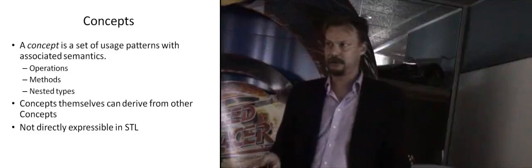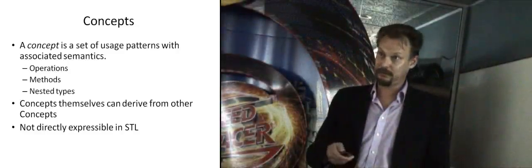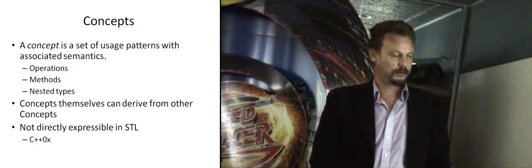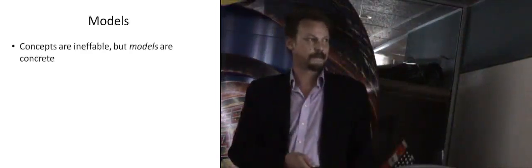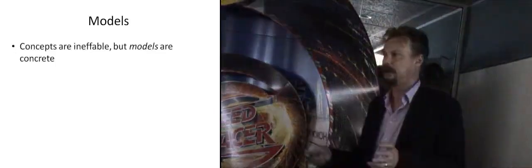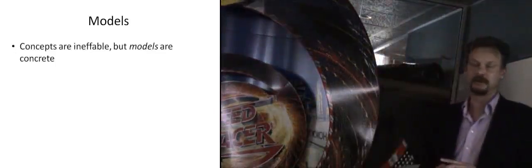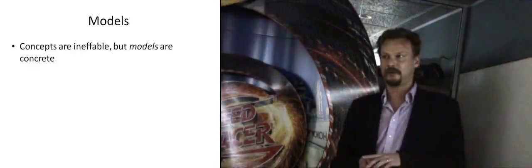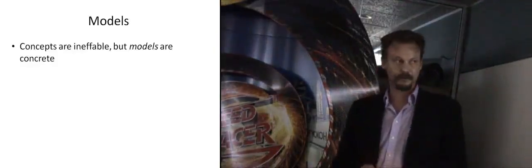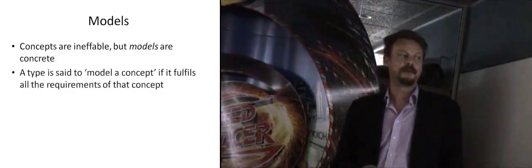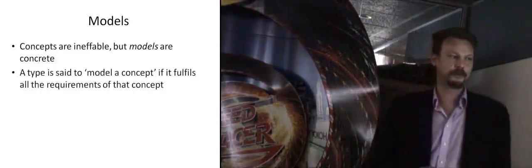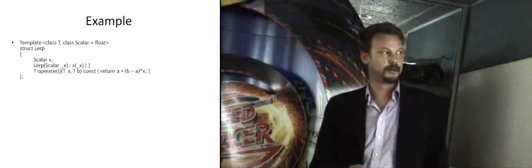And none of this is directly expressible in STL or any other form of C++ outside of other language models and libraries that we won't talk about. But I will just quickly touch on C++0x after this slide, I think. Concepts are ineffable and you can't write them down in C++. But models are certainly concrete things, because a model is a C++ type. And we say that a type is said to model a concept if it fulfills all the requirements for that concept. An example will make this clearer, I hope.